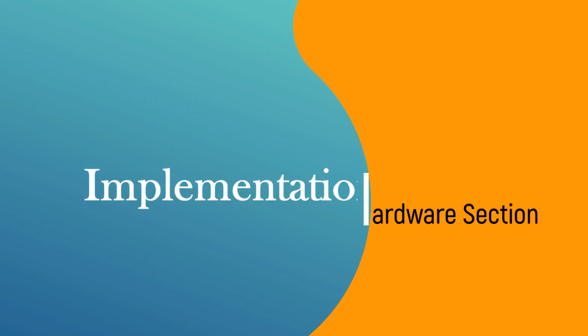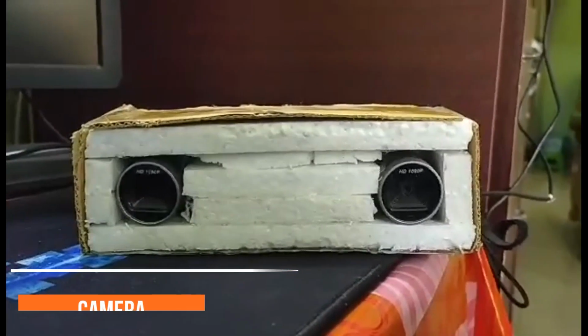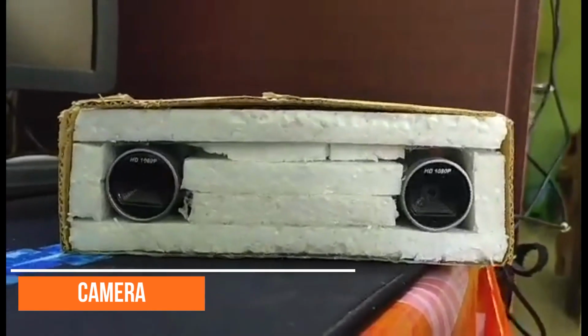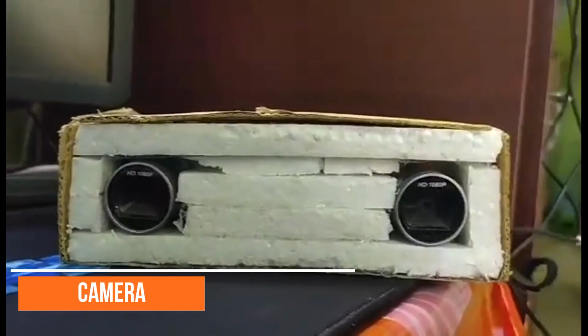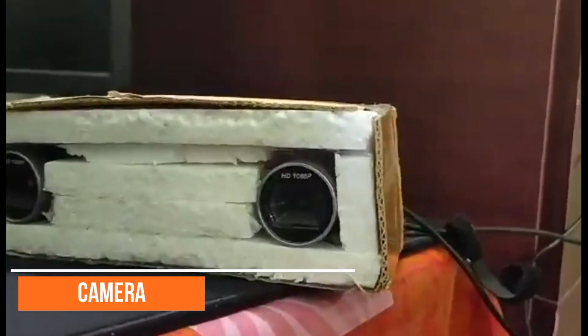Now let's move to the hardware implementation section. This is our camera module. We have fixed it in such a way that it provides the exact location of the object's position from our camera. These two cameras provide the exact distance between the camera and the object.